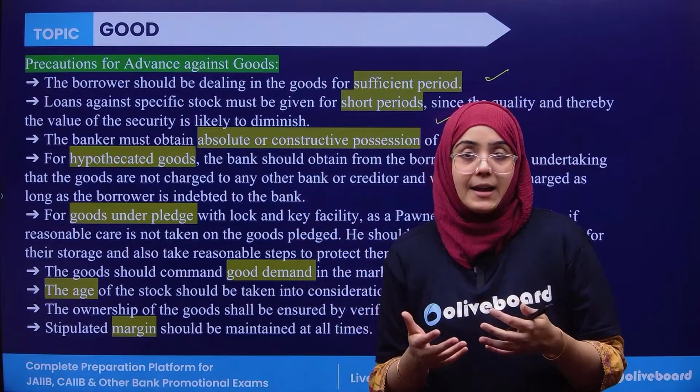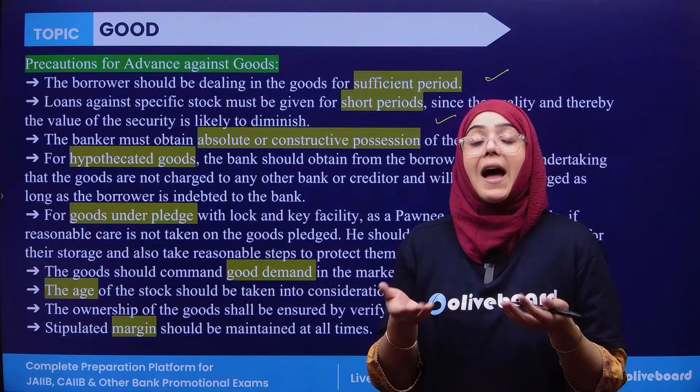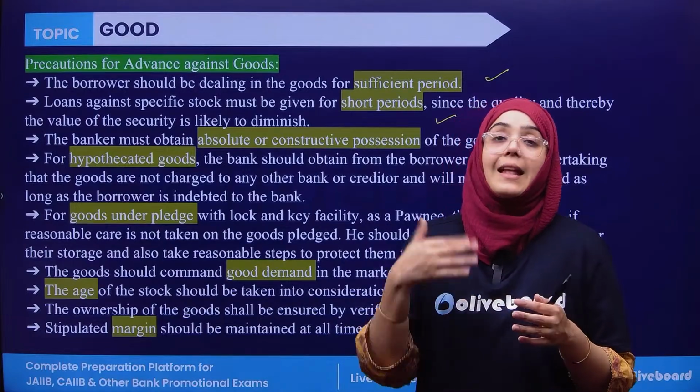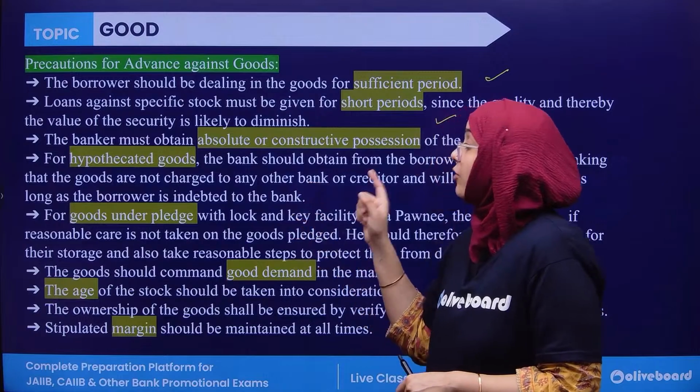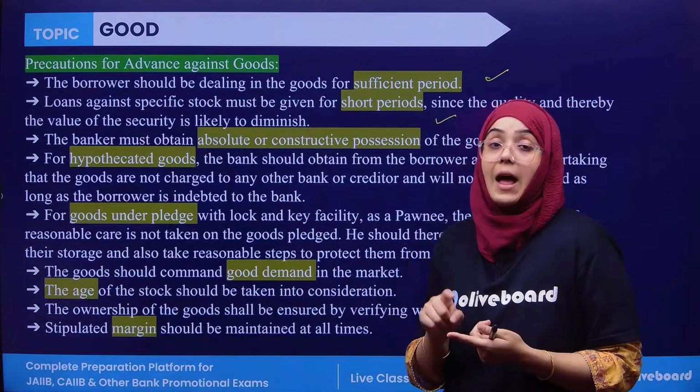But in the case of pledge, you already have the possession of that good. When you have the possession of that good as a bank, it is easy for you to sell this product in the market and recover your loan. So these are the cases which you have to take care of while giving a loan against goods.